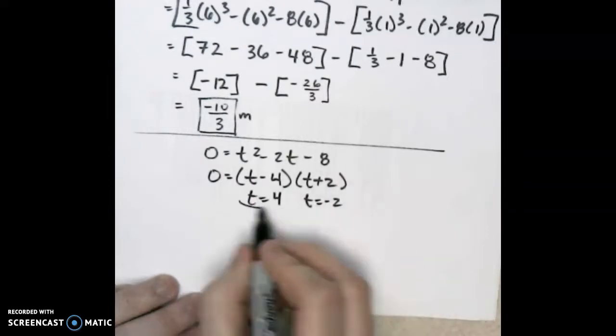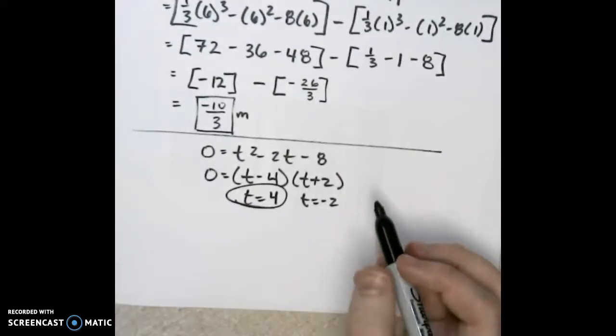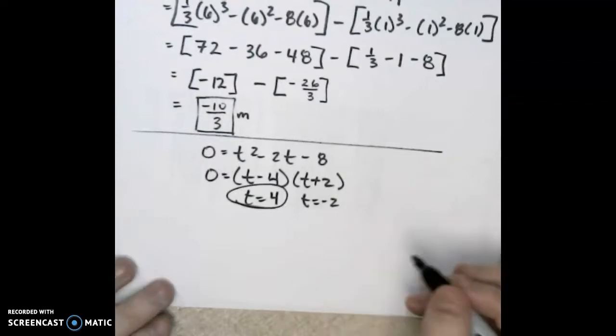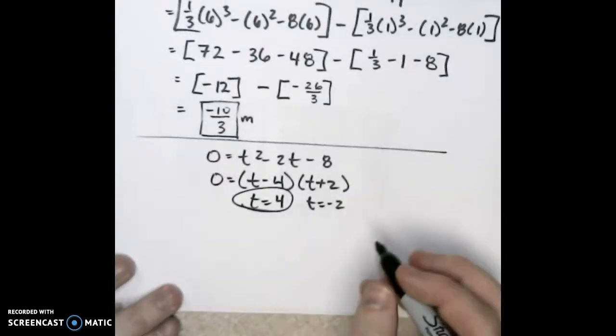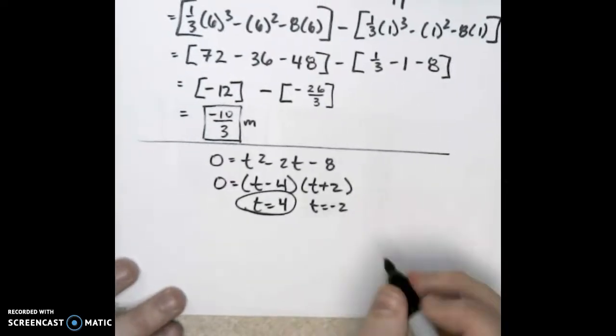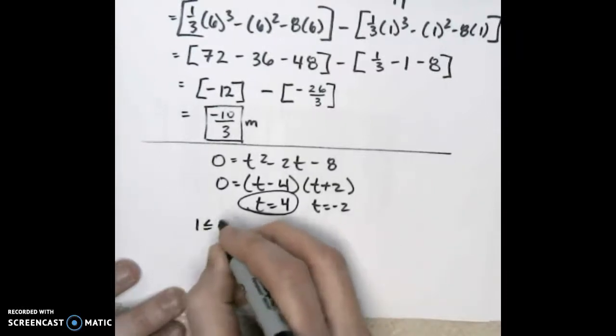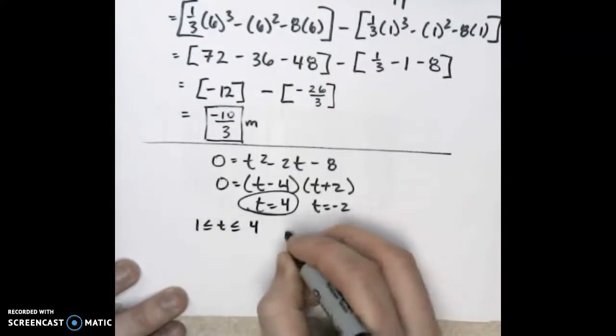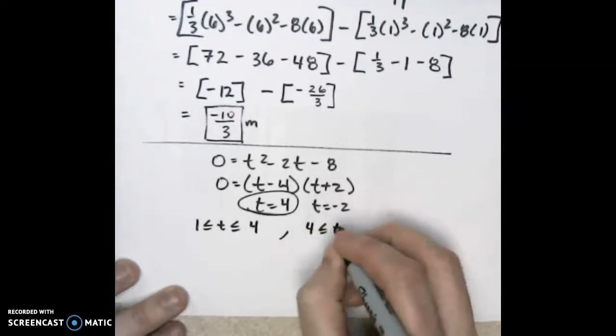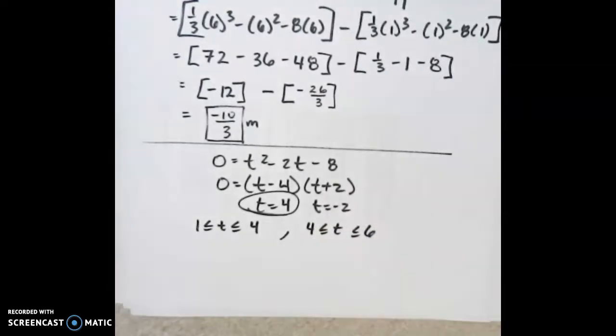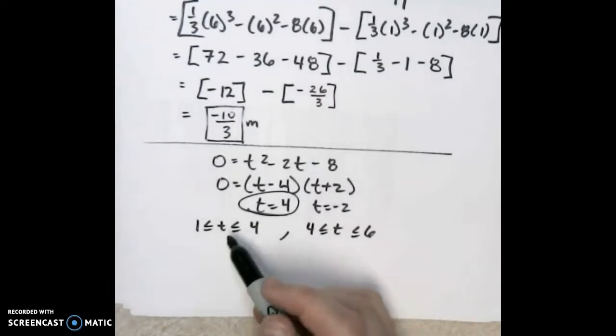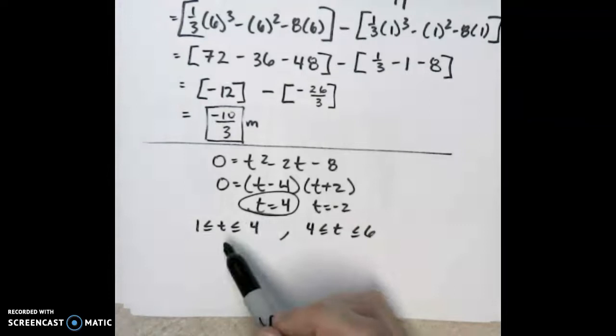The only one we care about is 4, because that is in the time interval 1 to 6 that they gave you. So you're splitting your time into 2 intervals. You're going to go from 1 to 4, and then we're going to look at 4 to 6, and then we're going to see where it is negative, where it is positive. You could graph this function, or you could just test a number and see whether it's going to be positive or negative there. Testing is probably the quickest way to do it.